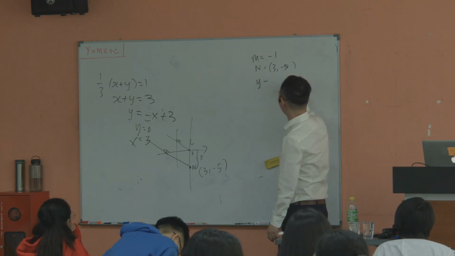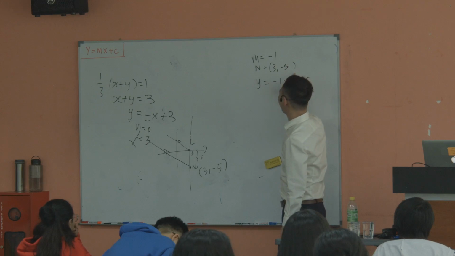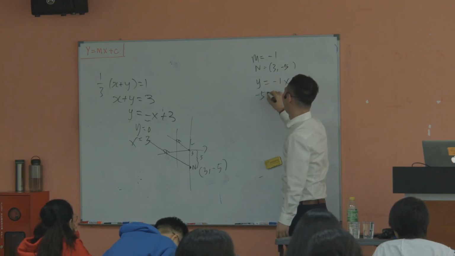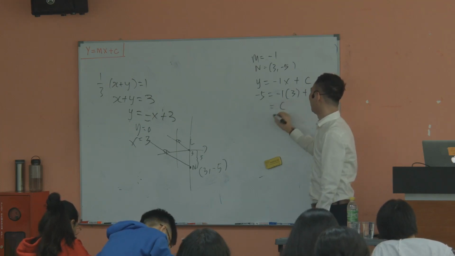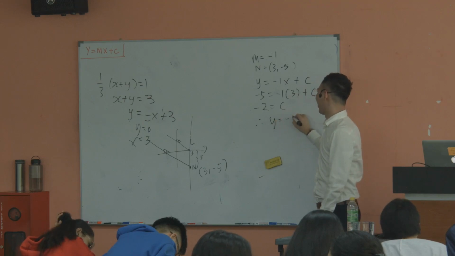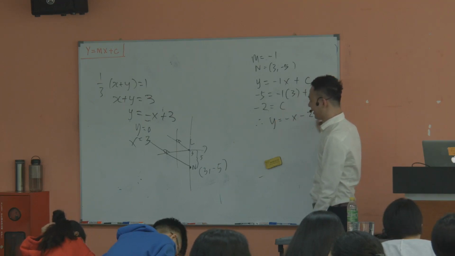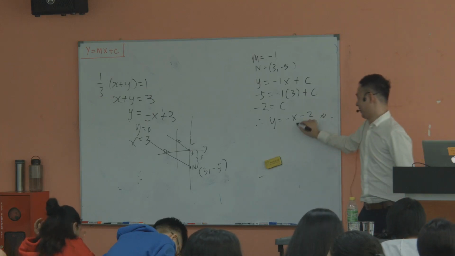Y equals to mx plus c. Sub into x and y. X is 3 plus c. C equals to -2. So y equals to -x minus 2. This is my equation of Mn.